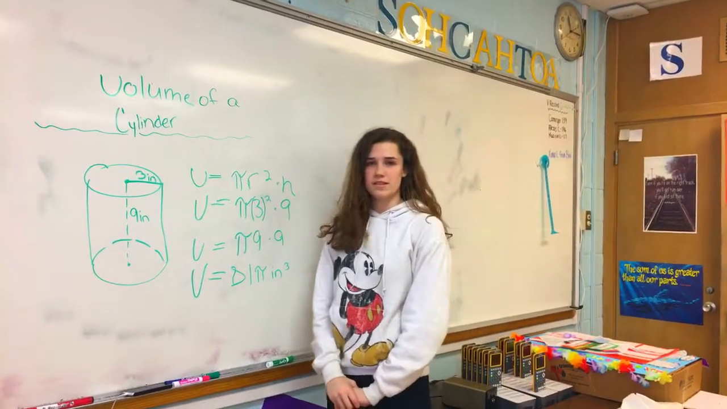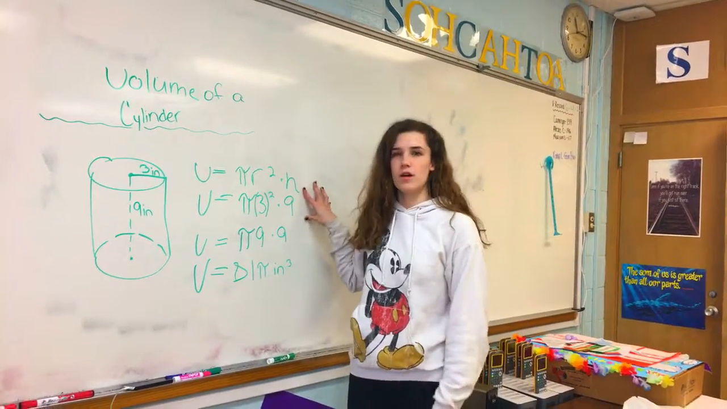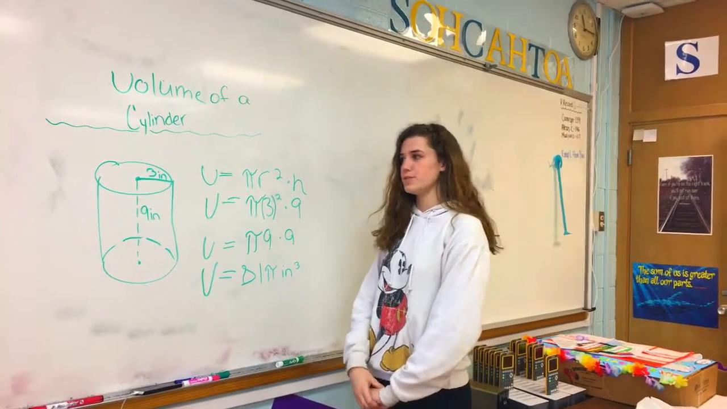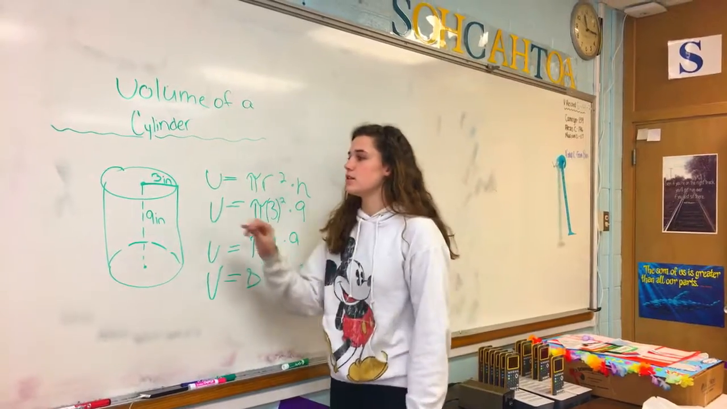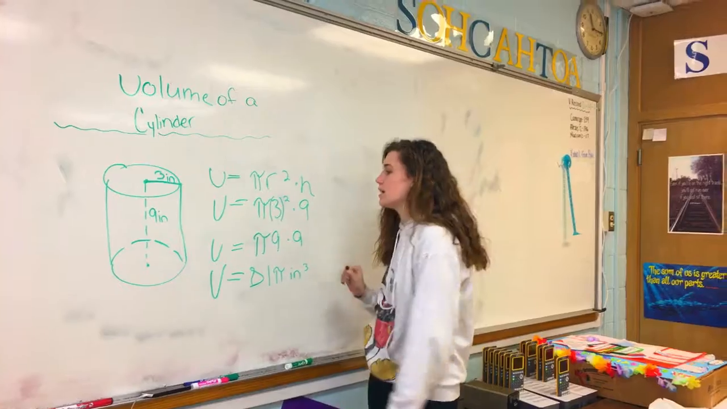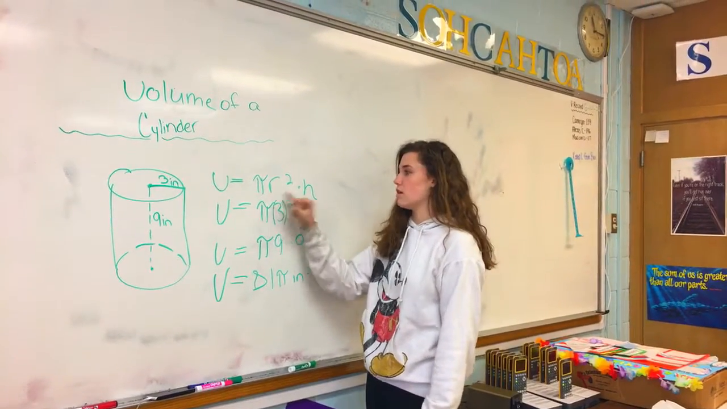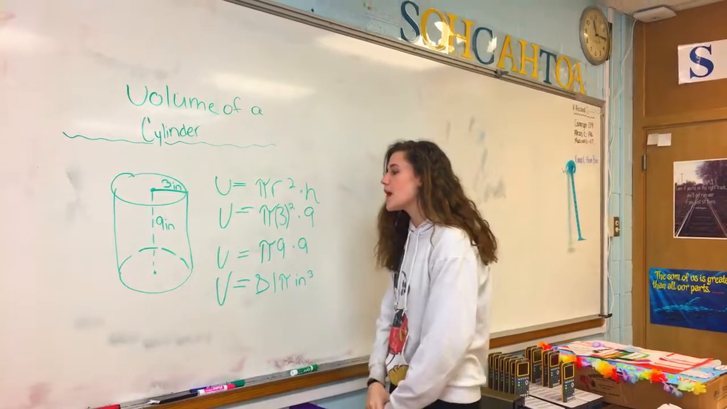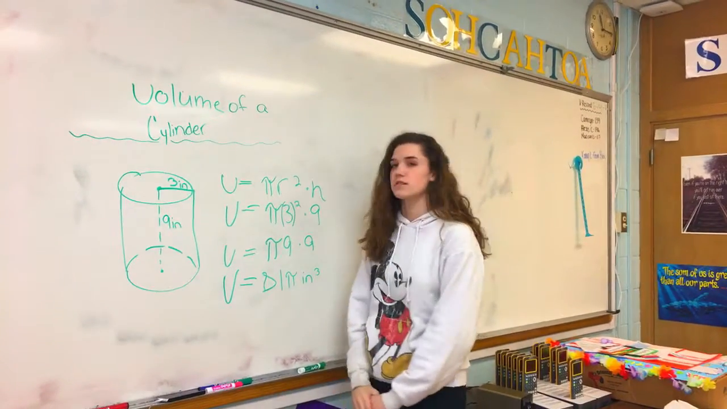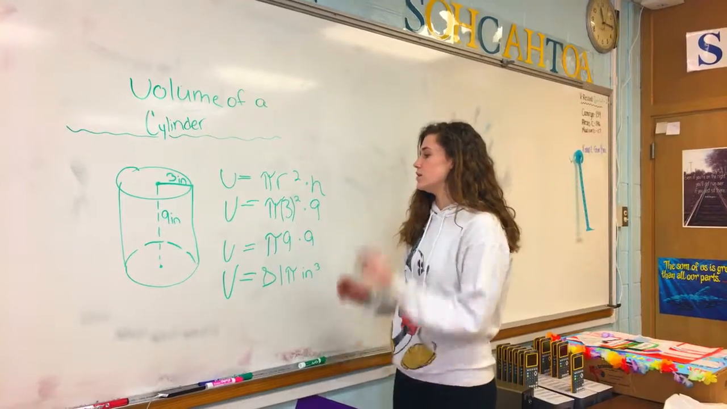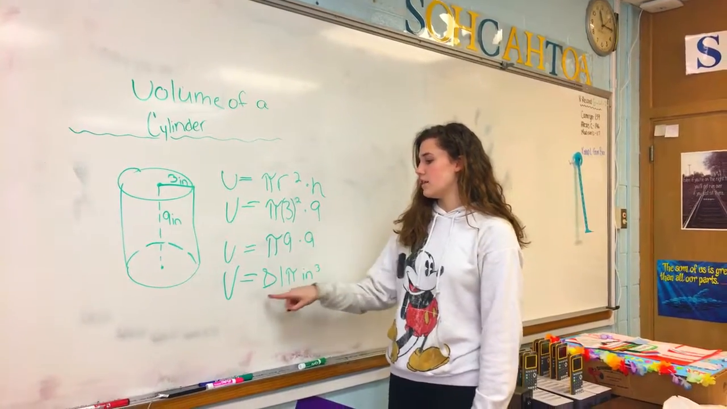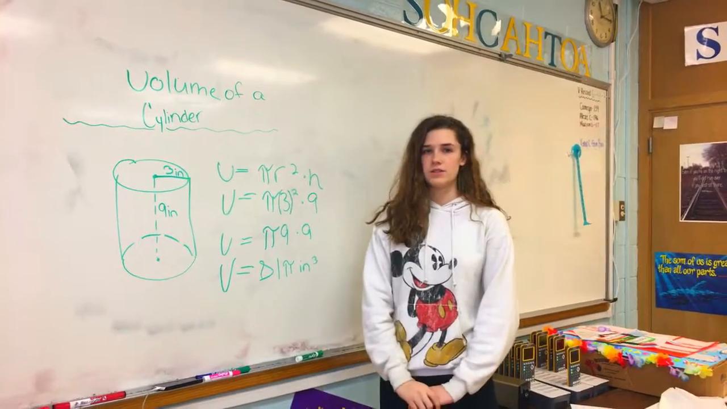To find the volume of a cylinder, you will start with your basic volume equation, which is V equals pi r squared times h. In this example, the radius is 3 inches and the height is 9 inches, so you will plug your 3 and your 9 into the r and the h positions. And then you will get V equals pi 3 squared times 9. When you do 3 squared, it would be pi 9 times 9, and that equals 81 pi inches cubed.